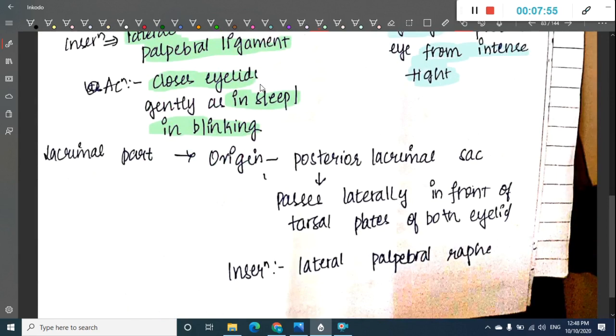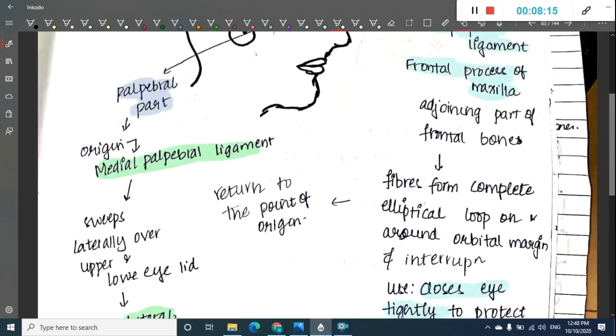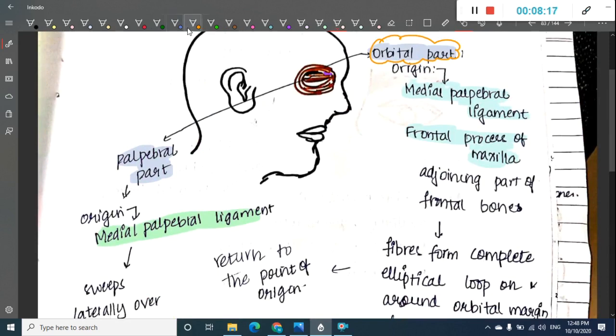Then we have one more part which is called the lacrimal part. What is the origin of this lacrimal part? This lacrimal part originates from the posterior lacrimal sac and passes laterally in front of the tarsal plates and gets inserted into the lateral palpebral raphe. I could not show this in this picture, but it actually originates from the lacrimal sac, which is somewhere present here, and it gets inserted into the lateral palpebral raphe. It's something like this. Okay.